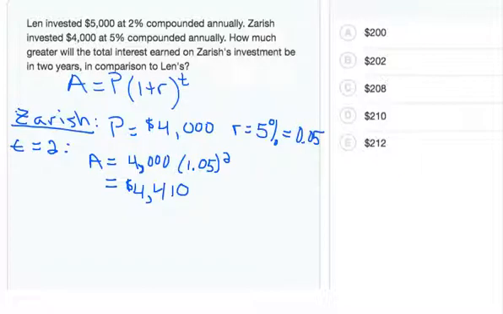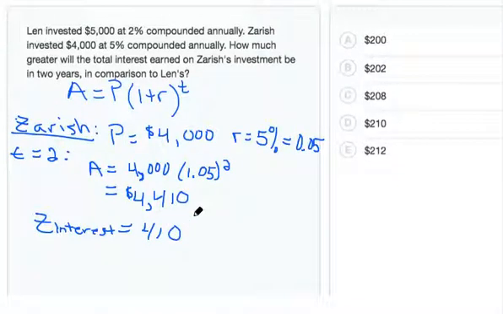So remember that A represents the value of the investment with interest. So this is the value of the investment after 2 years. We're interested in how much interest Zaresh has gained off of this account, so we can subtract the initial investment from A, and that will leave us with the interest earned. So the Zaresh interest will equal A, 4,410, minus the initial investment, which is 4,000. That leaves us with $410. This is the amount of interest that Zaresh has earned on his account.